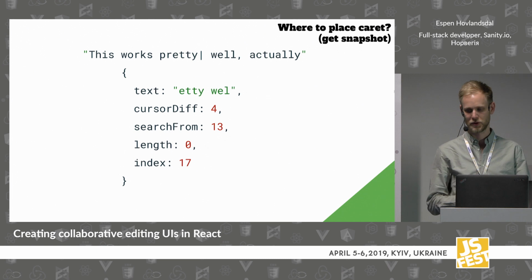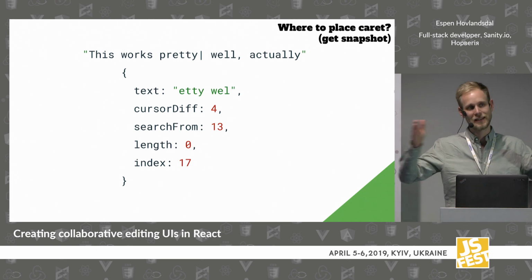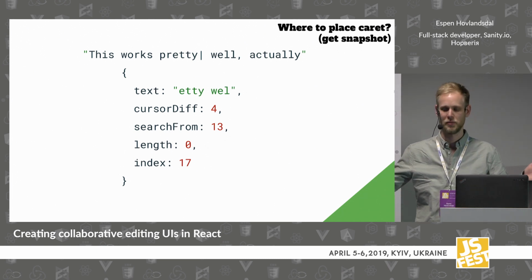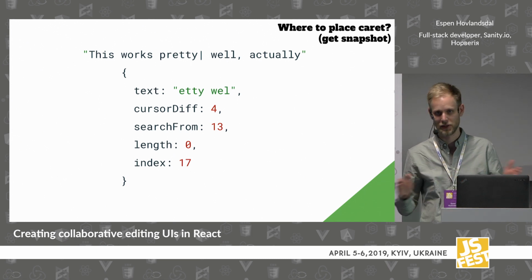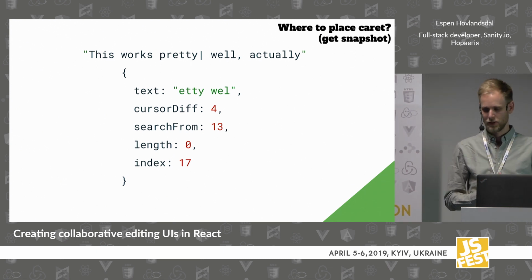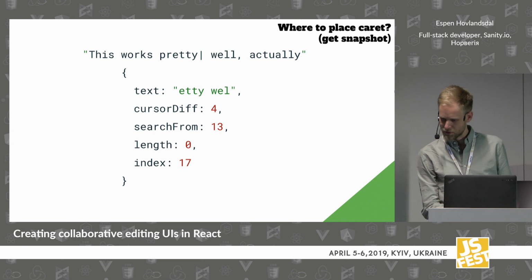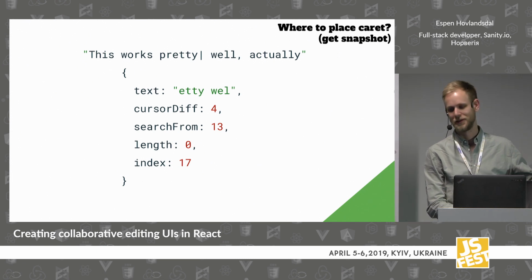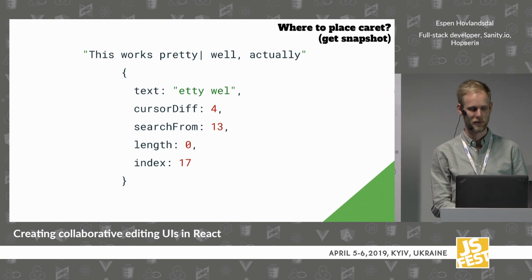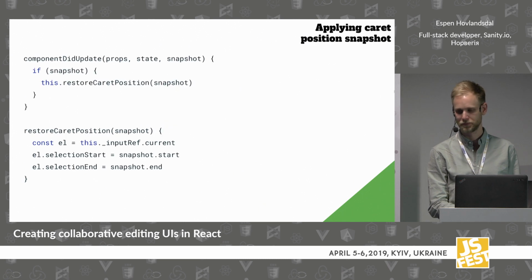And the length of the string, which means if you have actually selected something, that will be whatever length of the selection you have. The searchFrom is the start of the text, and the index is the actual index of the start of the selection.